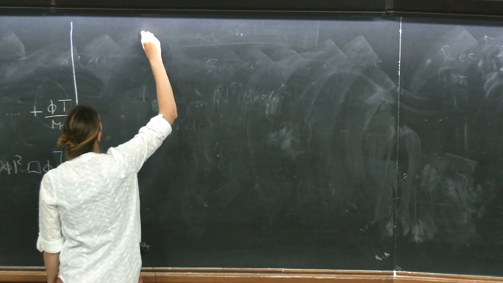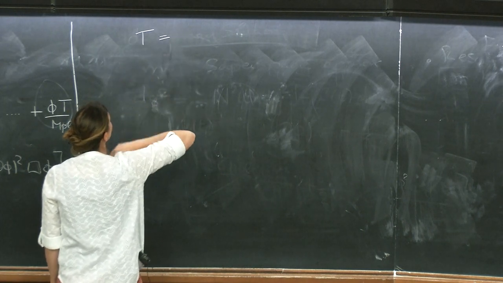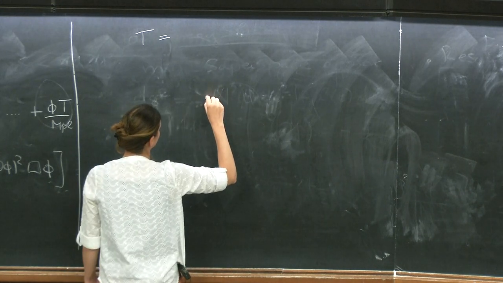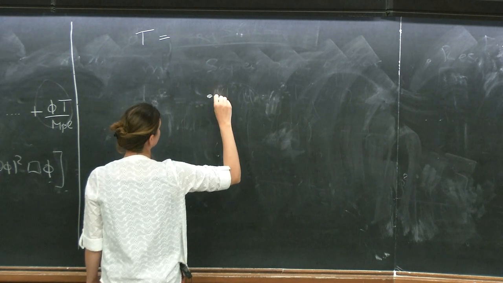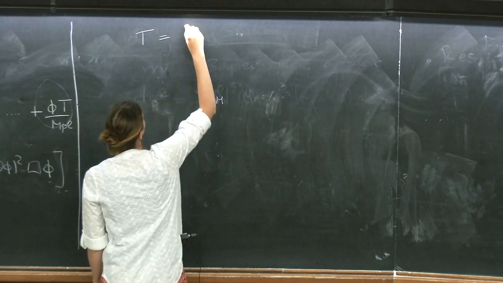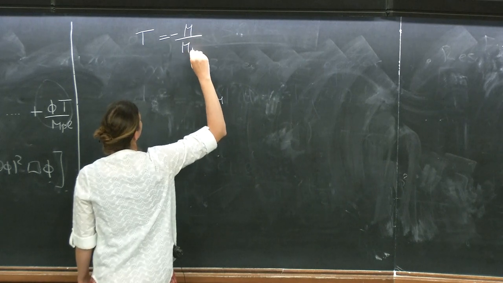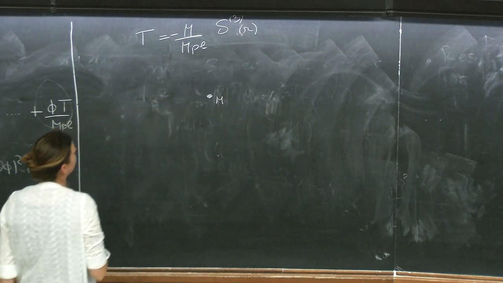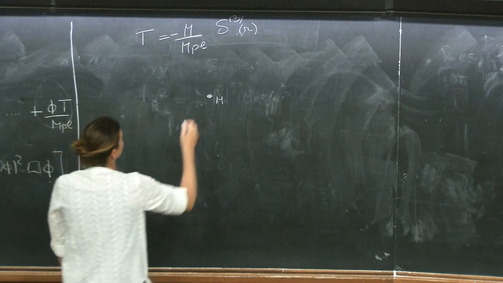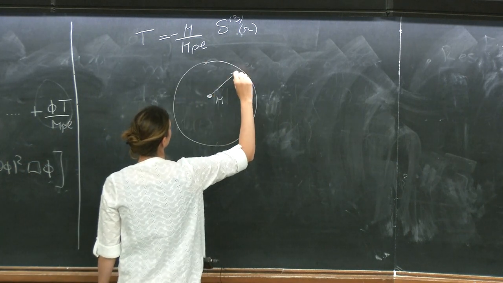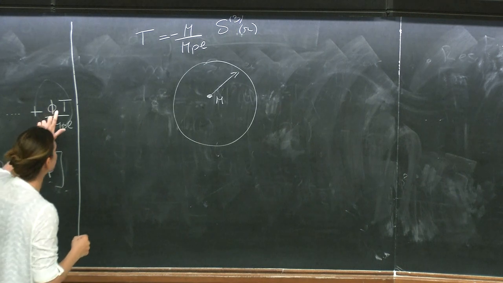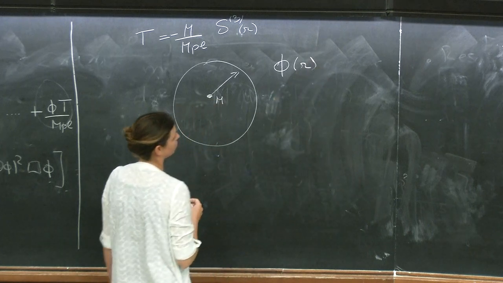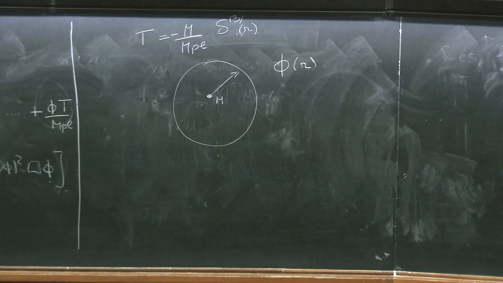So we're going to consider a source T, which is a mass at the center of space-time. Let me imagine we have a mass here, localized at the center, so this goes like m over M Planck, times delta 3 of r. We're going to be working in spherical coordinates. We have spherical symmetry, and we want to see how the scalar field behaves as a function of r. So we have phi as a function of r to start with. And then we'll do perturbations on top of that.